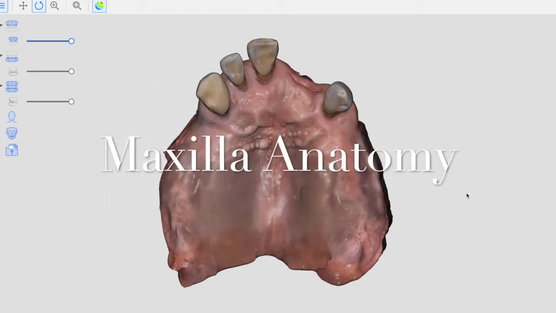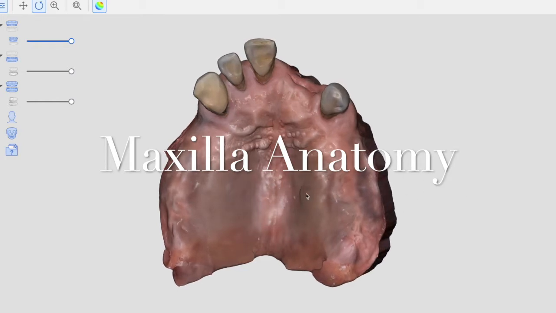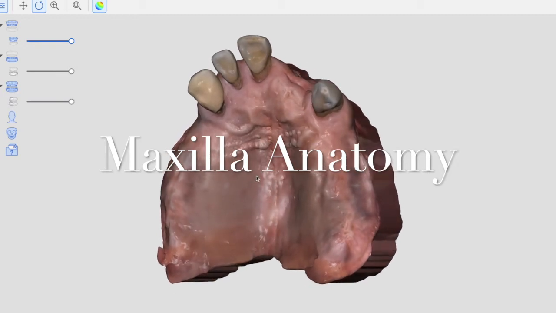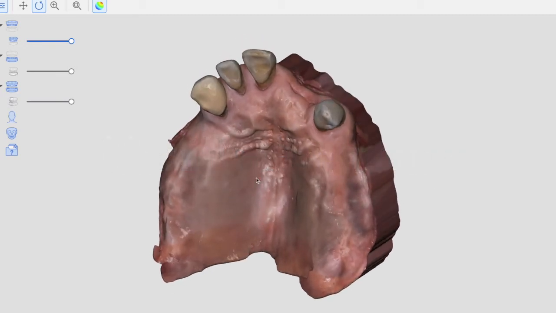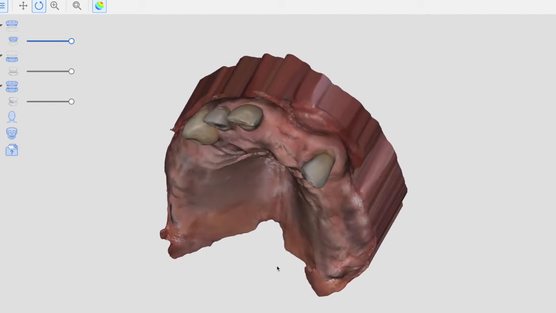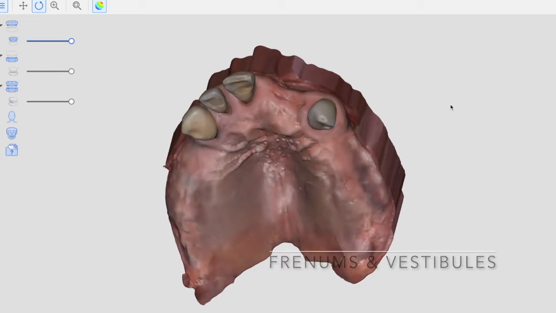Alright, let's take a look at maxillary anatomy. We start from frenum and vestibule. So for the maxilla, these are the buccal vestibule and these are the labial vestibule. Along with the vestibule, the labial frenum and buccal frenum are located. And that's for the starting point.